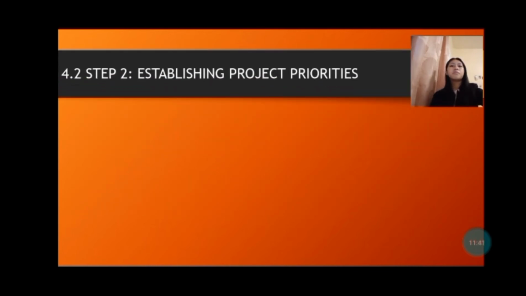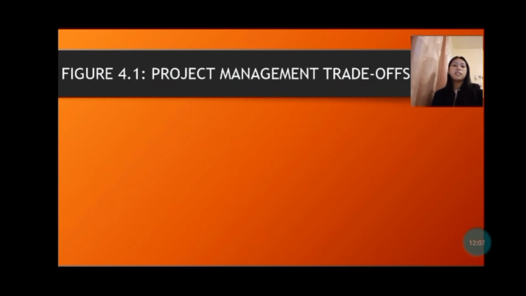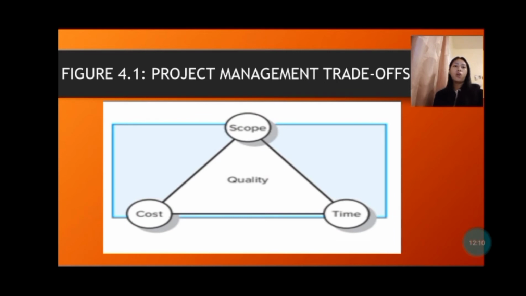So let's proceed to the second step, which is establishing project priorities. Quality and ultimate success of the project are traditionally defined as meeting or exceeding the expectations of the customer and upper management in terms of cost or budget, time or schedule, and performance or scope of the project. As you can see on figure 4.1, these are the project management trade-offs. This is how it looks on the screen.